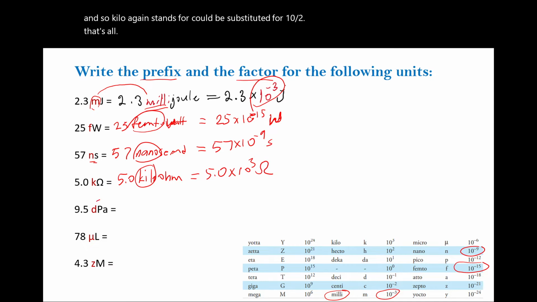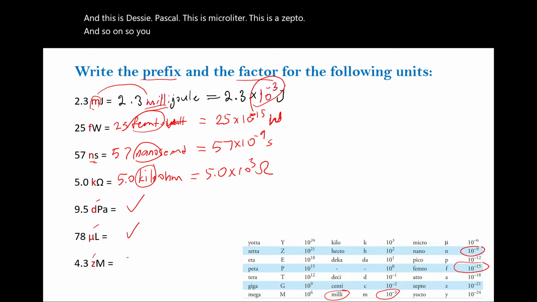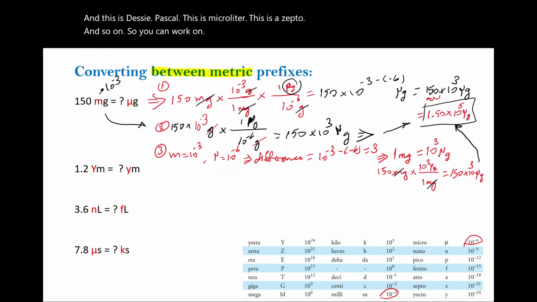This is deci, Pascal, this is microliter, this is zepto, and so on. So you can work on these three examples. This is another example here, converting between metric prefixes.